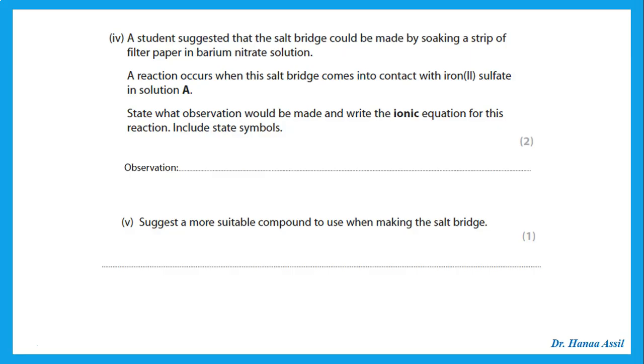Remember, barium nitrate was tested for what? When we were doing ions, you should know that barium nitrate reacts with anything sulfate. It is tested for sulfate ions actually. So state what observation would be made. If I have barium nitrate with something sulfate, what should we see? A white precipitate. Now write the ionic equation for the formation of the white precipitate. Of course, barium ions react with the sulfate ions to give barium sulfate in the form of a white precipitate. So that is a solid.